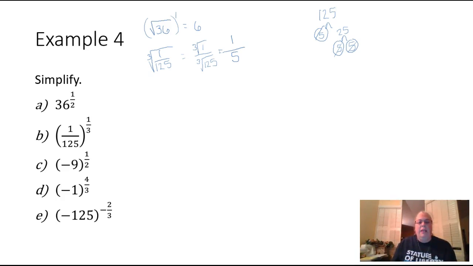Now notice the negative is also included in being with that 1/2 exponent there. All right, so this becomes the square root of -9, and this is all to the first power. Well, remember, when we have an even index here, we can't have a negative underneath the radical. So this one actually has no real solution.